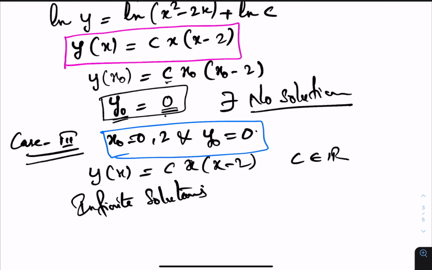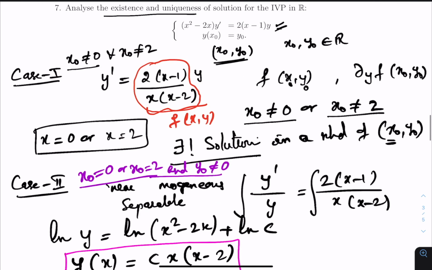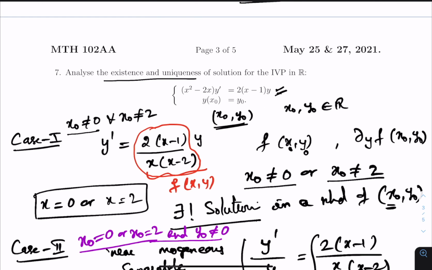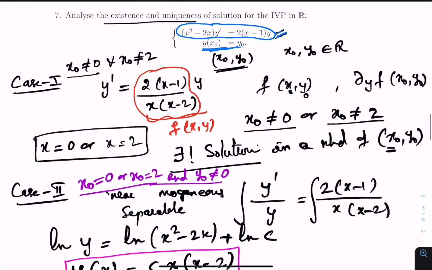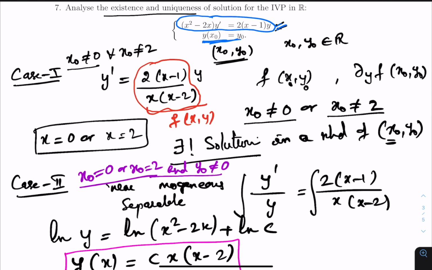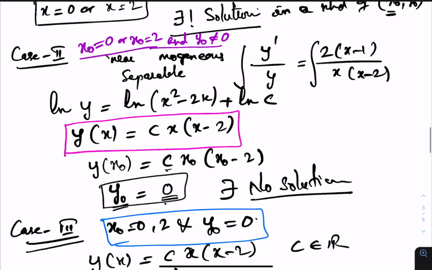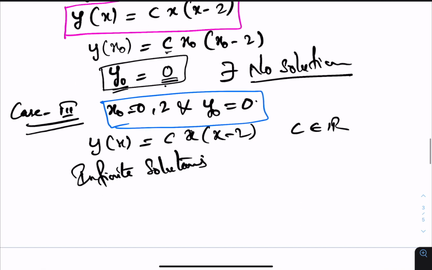Just to summarize, what is the purpose of this problem? This problem is telling you the ODE has not changed, the ODE is the same, but the initial condition can change the nature of the solution. Depending on the initial condition, the same ODE can have a unique solution, no solution, or infinitely many solutions.